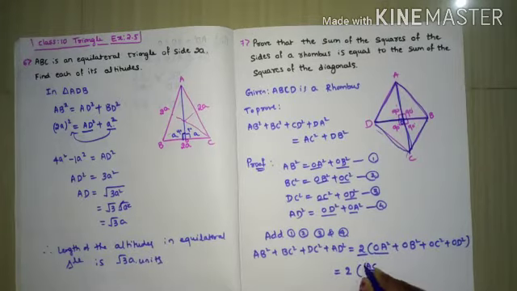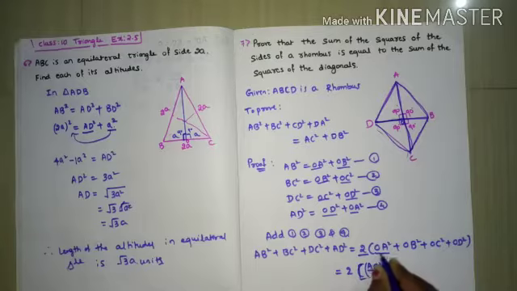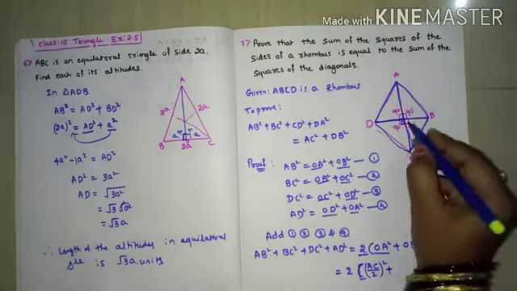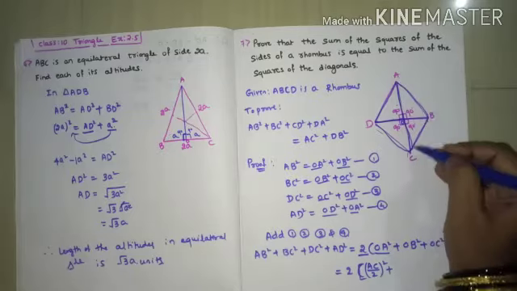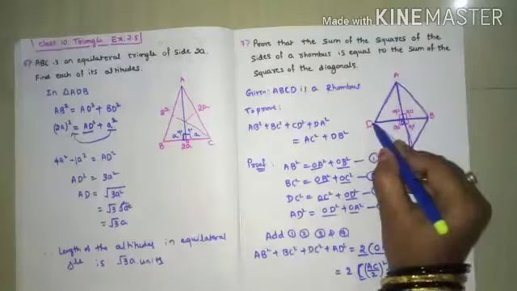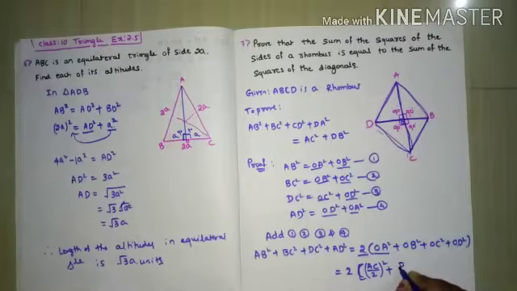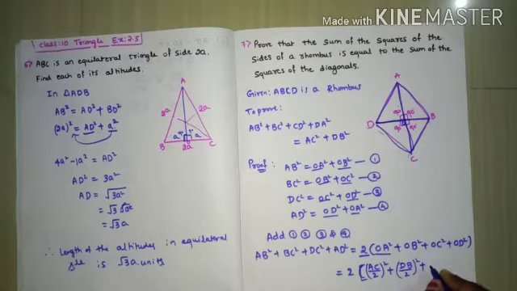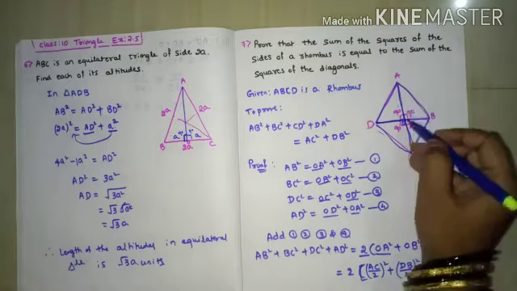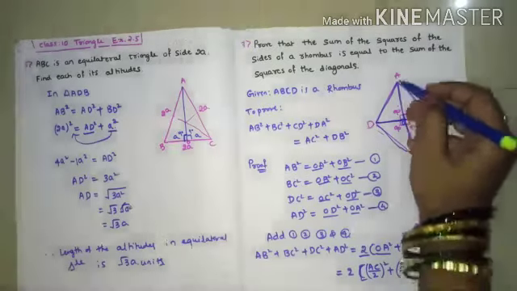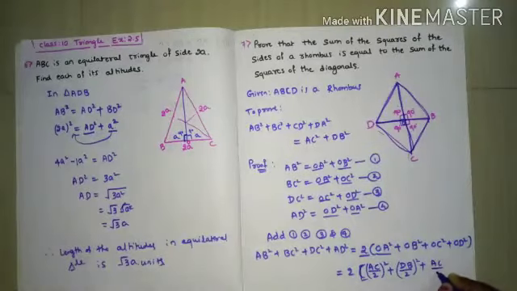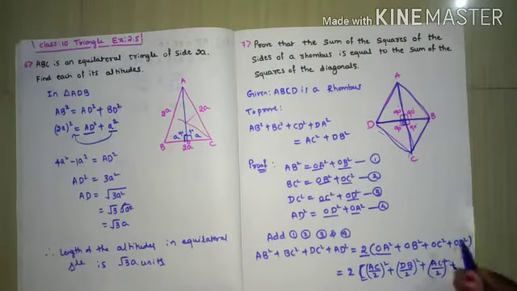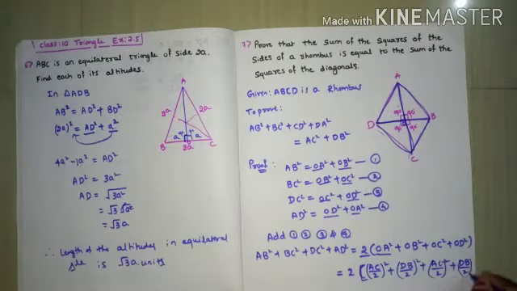So in place of OA we write AC by 2, and the whole is squared. In place of OB, DB by 2 we have to write, whole square, plus OC square. In place of OC also we can write AC by 2, whole square, plus in place of OD we can write DB by 2, whole square.